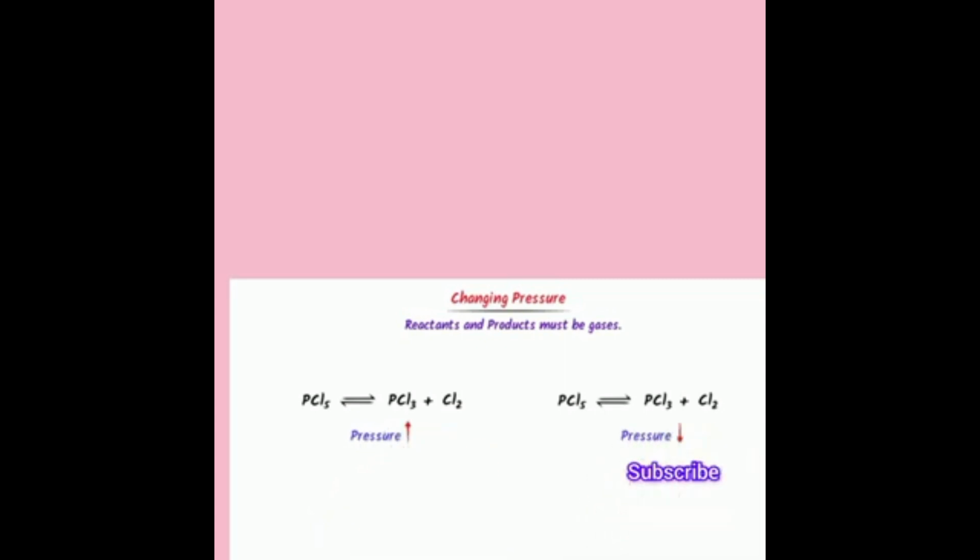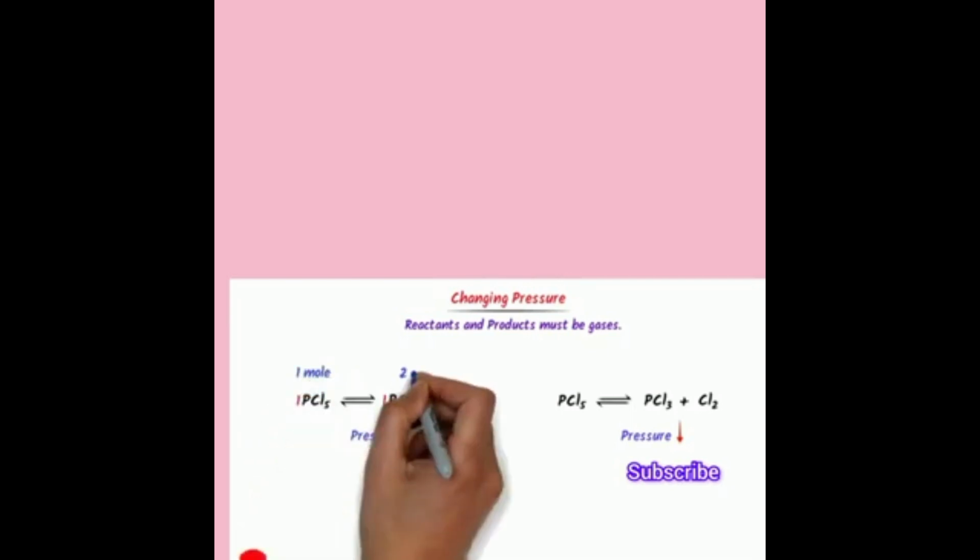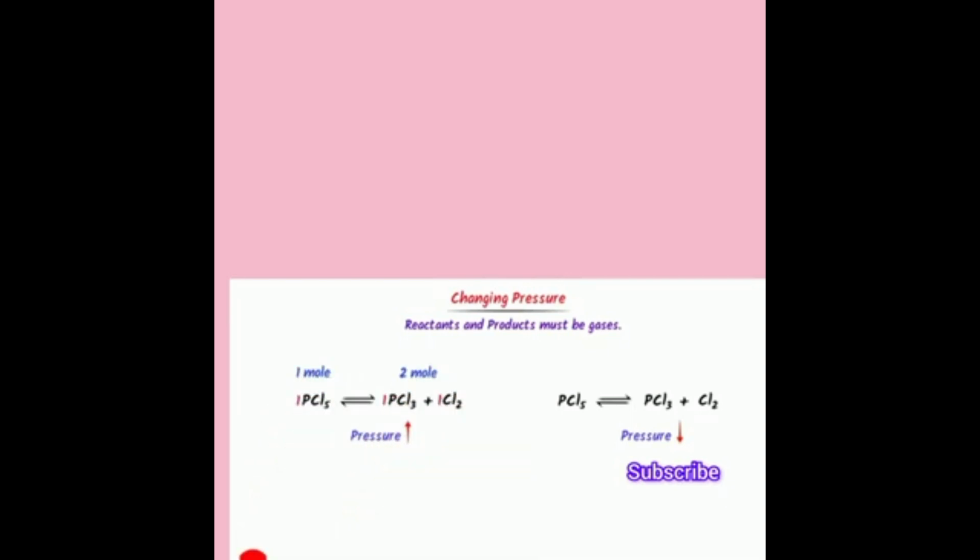this case? Well, on the left side, there is 1 mole of PCl5, while on the right side, there is 1 mole of PCl3 and 1 mole of chlorine gas. So I write 1 mole of reactants and 2 moles of products. Now here, the trick is that we only consider larger number. We can see that the larger number is 2 mole.